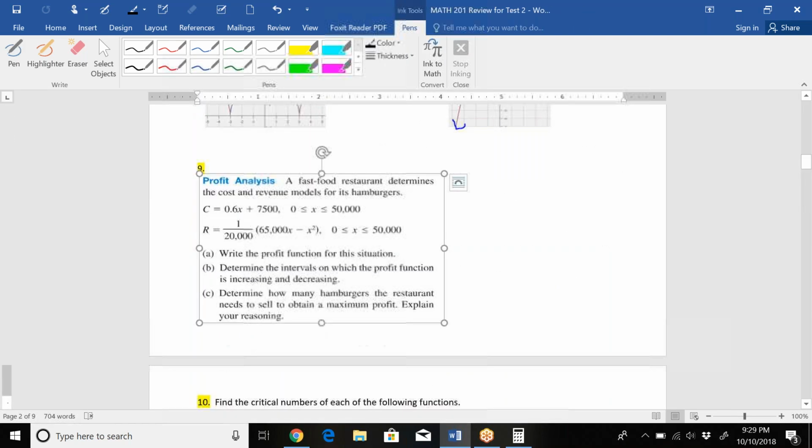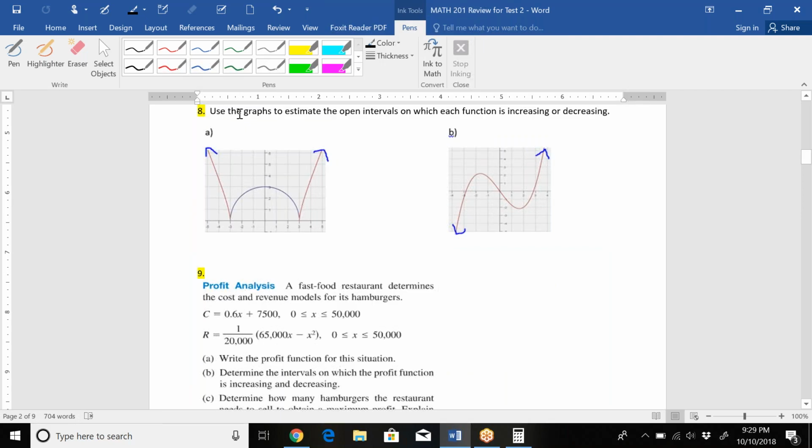8 is a different type of problem. So on this one, it says use the graph to estimate the open intervals on which each function is increasing or decreasing. So that means we're looking for when are we going uphill versus downhill. So when you're looking for open intervals, that means you're going to be reporting these x values to us. What are the x values that these things run through?